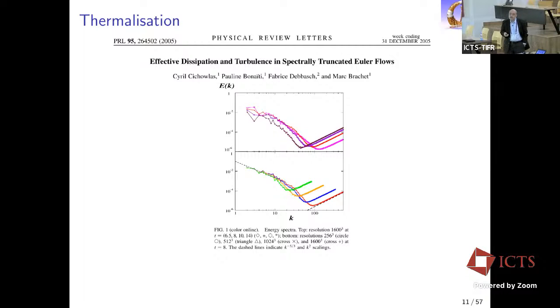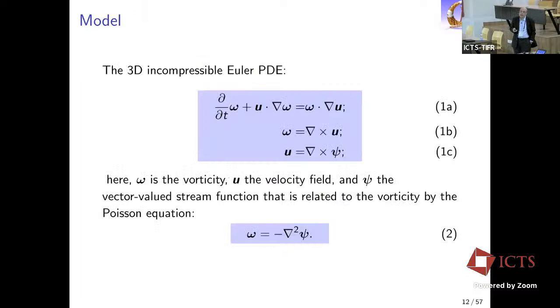So if we are going to study singularities or potential singularities by pseudospectral methods, we must make sure that we can take care of such thermalization effects. All right, so now down to the hard work.